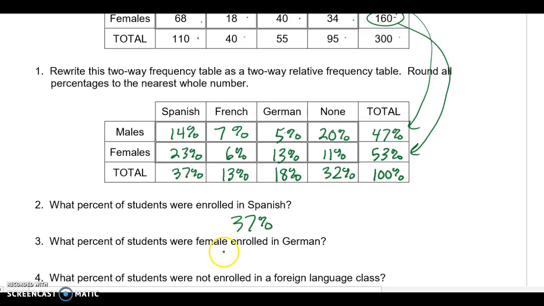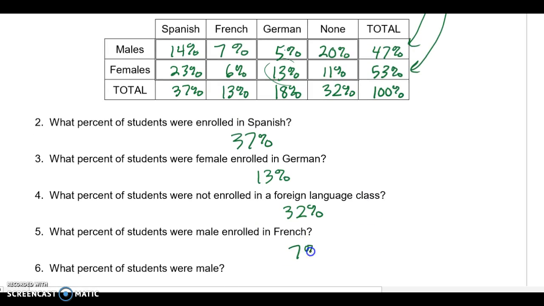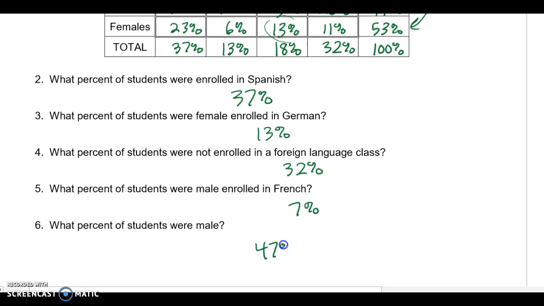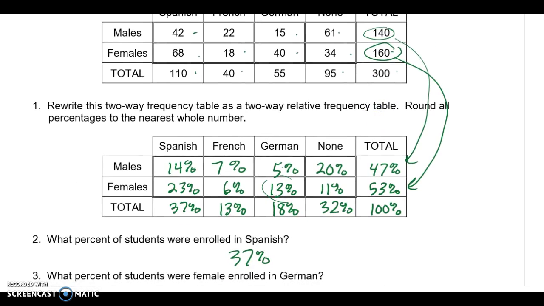Percent of students who were female enrolled in German, so that's right here, 13%. Percent of students not enrolled in a foreign language class, so that's our none category, that's 32%. Percent of students male enrolled in French, let's see, male French, 7%. And the percent of students that were male overall is 47%. So again, that's how we're going to create a relative frequency table. Take each value in the box, divide it by the total, and then you'll have your percents.